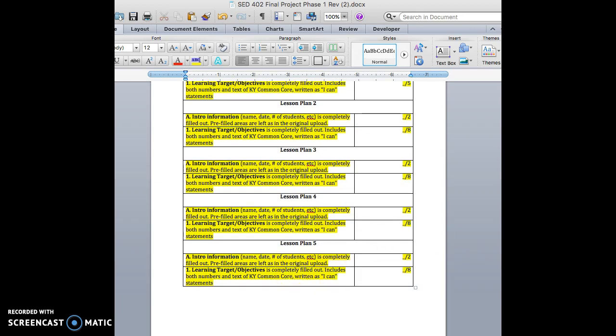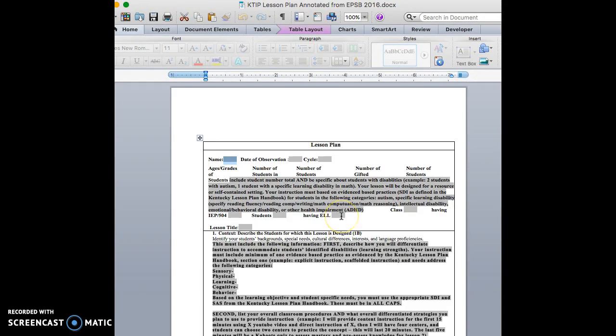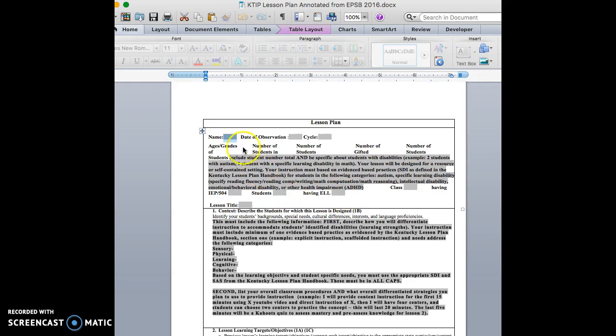So what does that look like in the new KTIP lesson plan? Well, here's the new KTIP lesson plan, and I've gone ahead and annotated that for you. You'll save this 5 times. So for lesson 1, I'm going to put my name here in the name section.